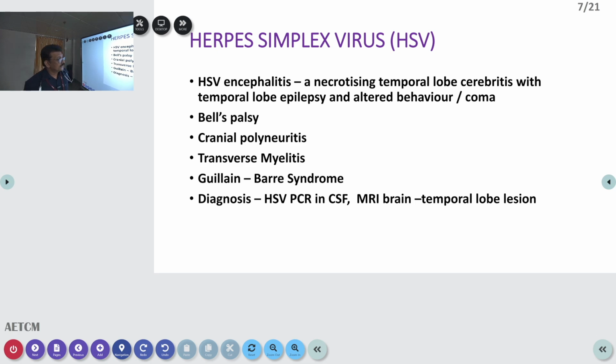We can do CSF PCR for HSV1. MRI brain may show a temporal lobe lesion. These are the classical findings in herpes simplex virus encephalitis. Remember, we start acyclovir for all patients who have encephalitis, but that is mainly targeting only herpes simplex virus. For other viral infections, acyclovir may not be useful. Even then, when we are not getting a proper diagnosis, if you are suspecting viral encephalitis, we start acyclovir. Once you rule out herpes simplex virus, you can even stop the drug.